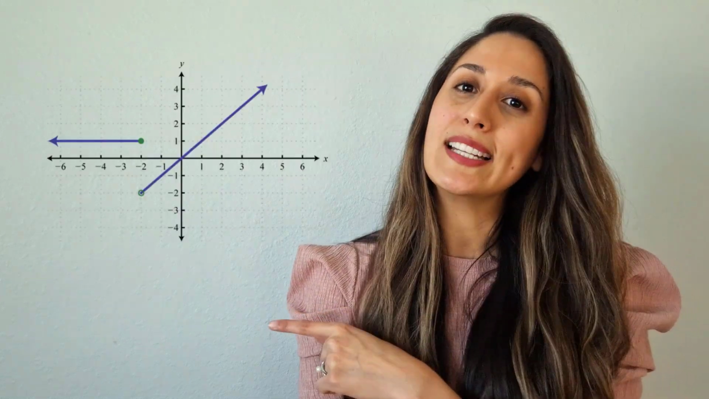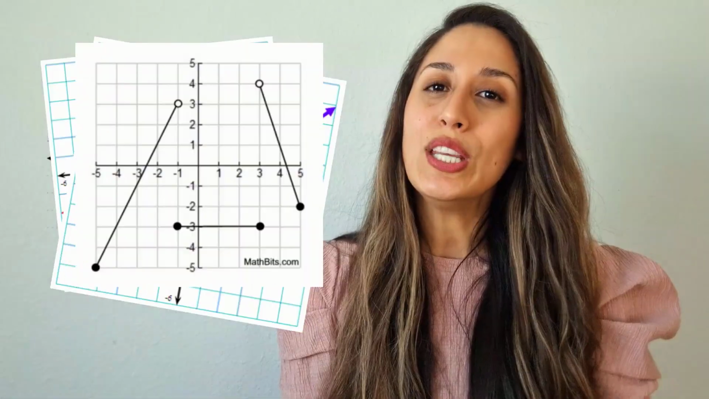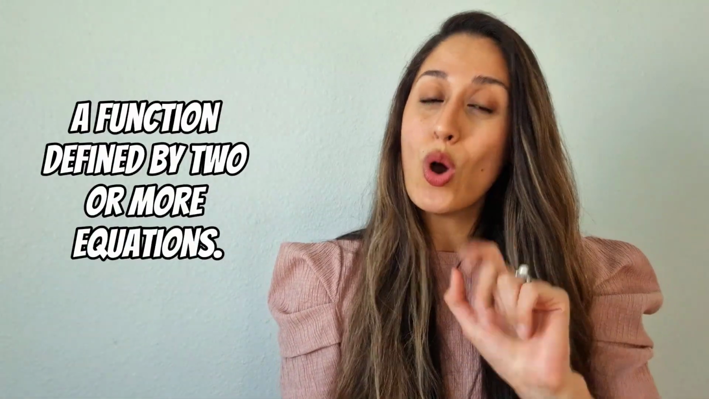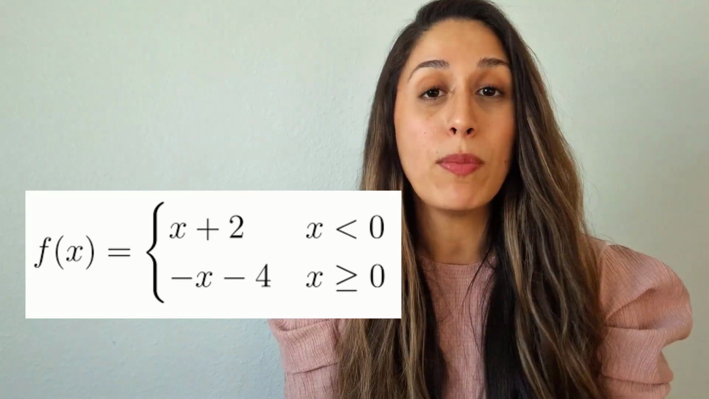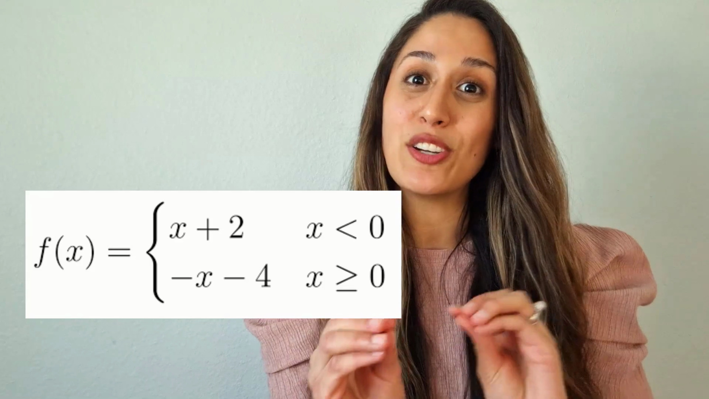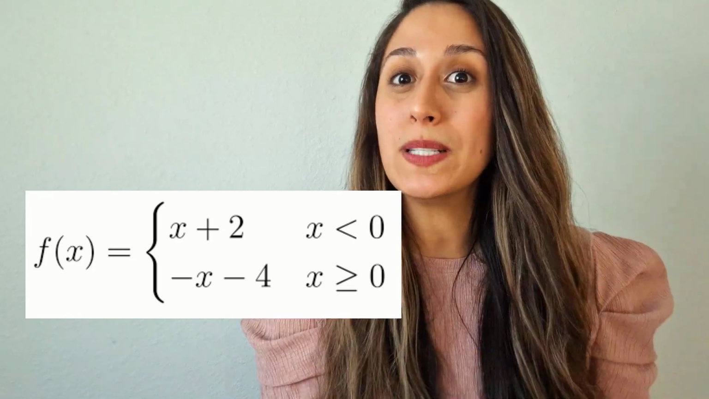Guys, you have probably seen this type of graphs before, right? These ones are called piecewise functions. A piecewise function is a function determined by two or more equations. Each piece of the function is going to apply to a different part of its domain. That means that depending on the x that you want to use, you will have to use a specific equation.